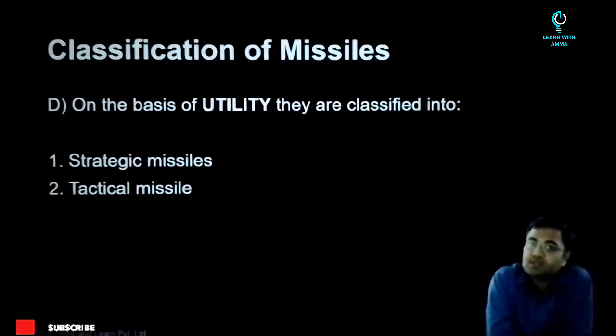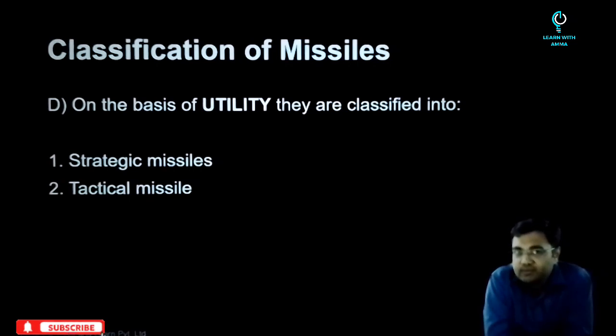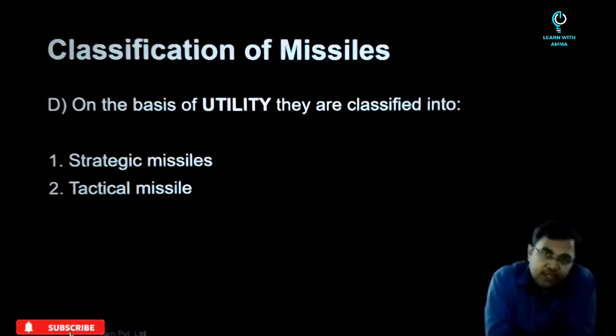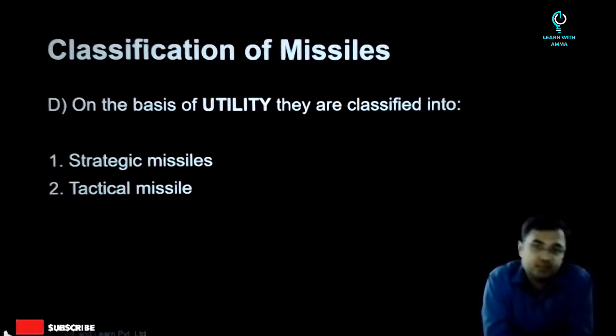And when we talk about the classification on the basis of utility, there are two. One which is called a strategic missile, and the second which is called a tactical missile. So what is the difference between a strategic and a tactical missile? Now there are many missiles that we have which will be used during a battle in the war zone. These are the kinds of missiles which are normally called tactical missiles.